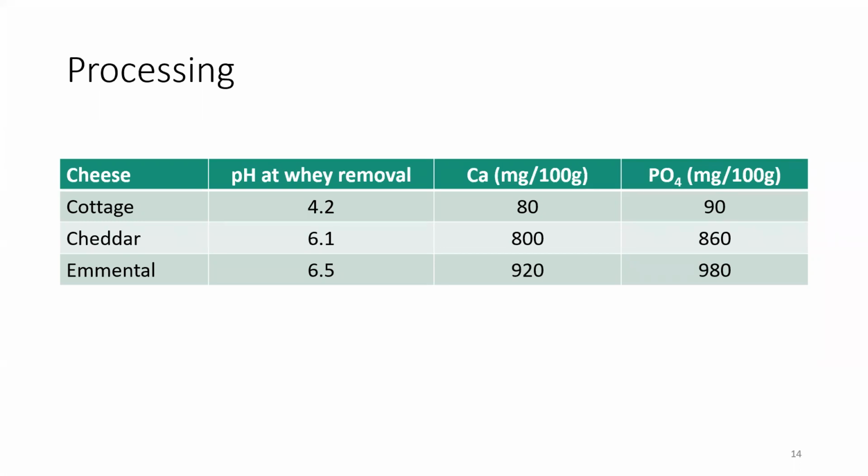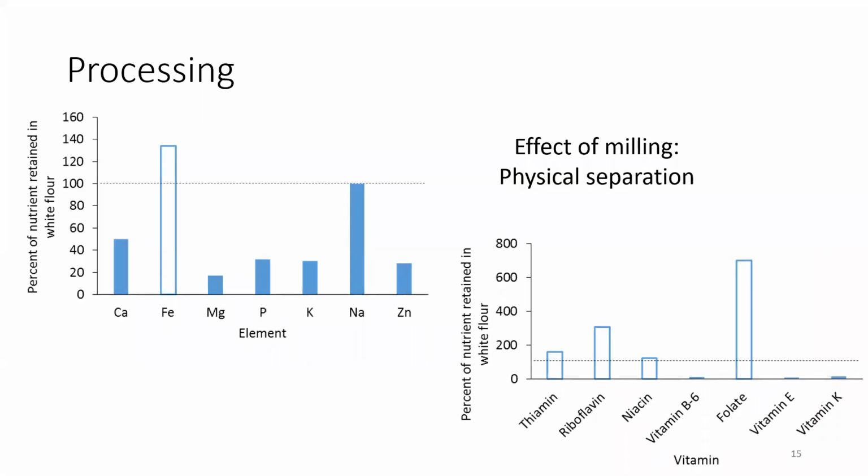In contrast, these other 2 cheeses, cheddar and Emmental, the pH is much higher when we remove that whey, because we do it with an enzyme instead of with acid. So pH is close to neutral, and the cheese takes with it a lot of the calcium. Those are good sources of calcium. So the processing has a big effect on whether that cheese is going to have calcium, and it's the physical separation of the milk that's causing that change. Same thing with the phosphate, but we usually don't worry so much about the phosphates.